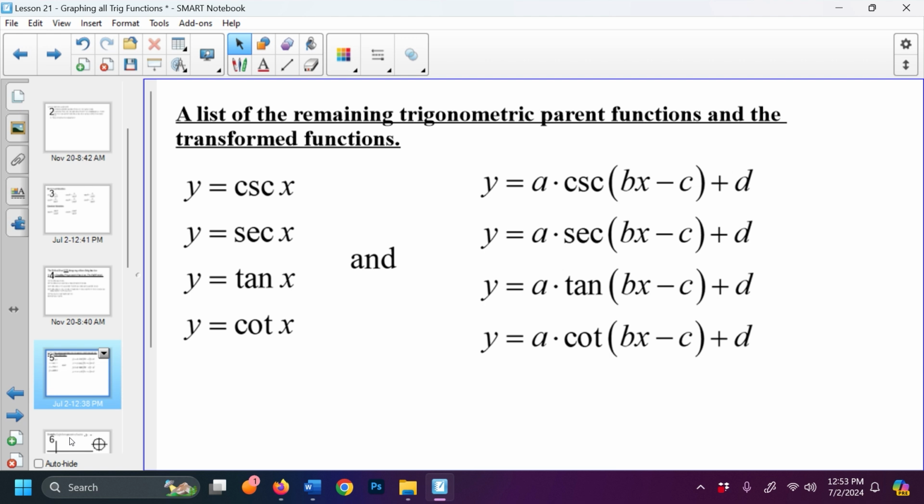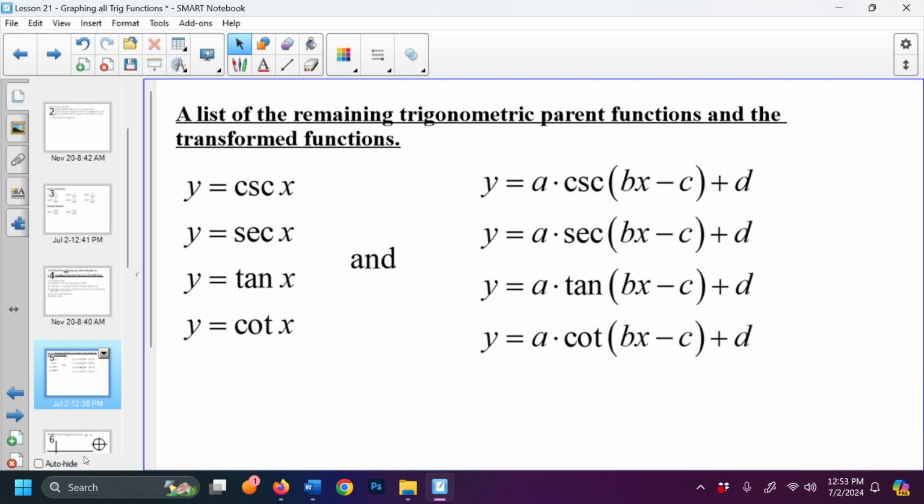Here is the list of the remaining trigonometric parent functions and the transformations: cosecant, secant, tangent, and cotangent. These are the transformed values. Again, for secant and cosecant, A is the amplitude. Tangent and cotangent don't have an amplitude. The B value changes the period. C is a left and right transformation that works in conjunction with B if it's something other than 1. And then the D value is your up-down shift.